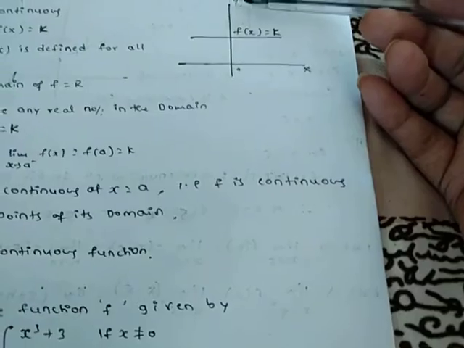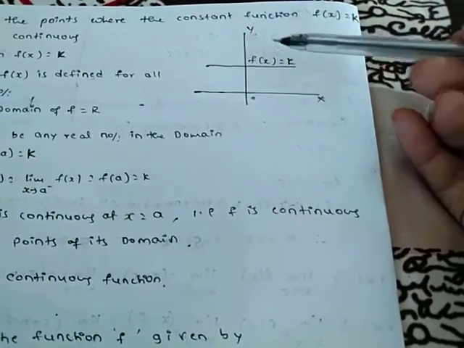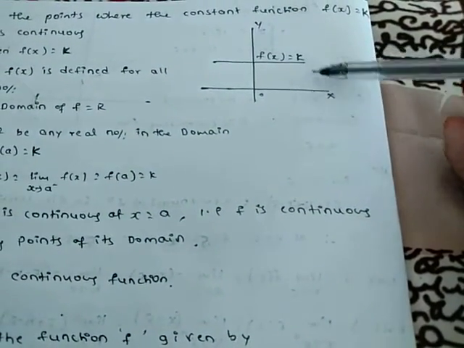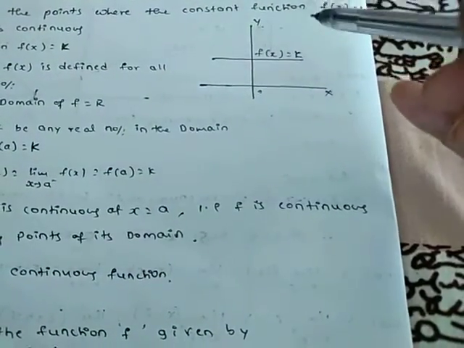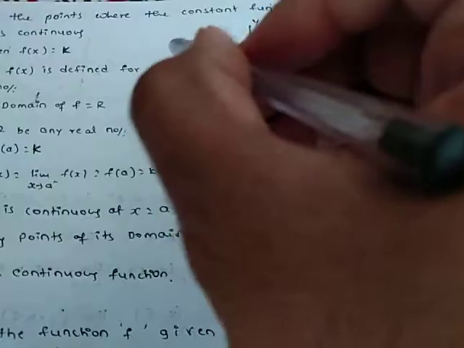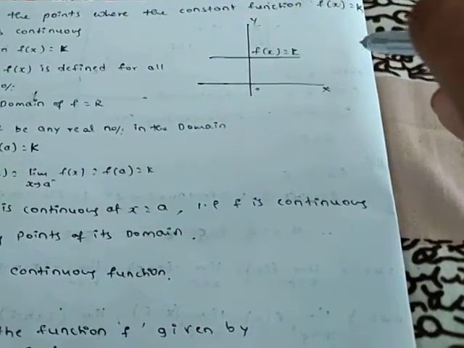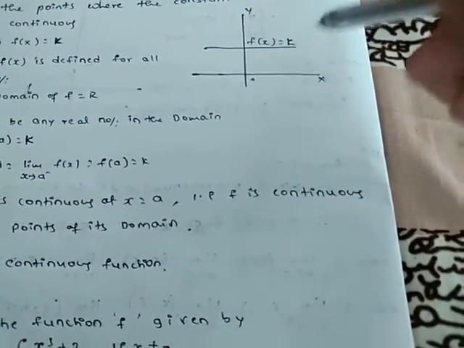So first observe here. We have the two-dimensional graph for the constant function f of x is equal to k, with x axis and y axis. Since from the basic meaning of continuity we can draw a constant function without lifting the pen, easily we can say that the constant function is a continuous function.